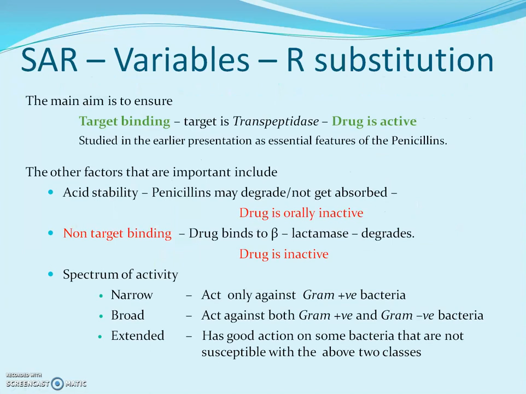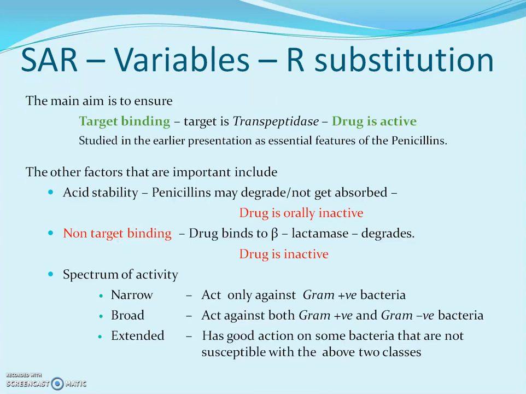So now what is our main aim? Our main aim, as we have seen in essential, is target binding, and that target is transpeptidase. If the drug binds to transpeptidase, the drug is active. But other factors that are important include acid stability. If the penicillins get degraded before getting absorbed, or they do not get absorbed, the drug is orally inactive. Or if the drug goes and binds to some other enzyme, in this case maybe beta-lactamase, that is called non-target binding. Again the drug is inactive.